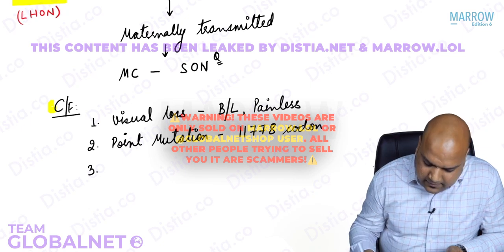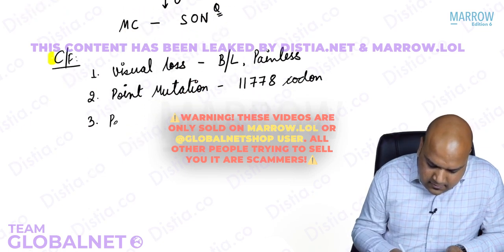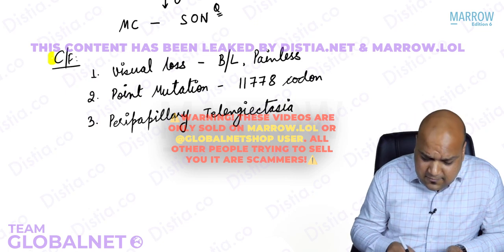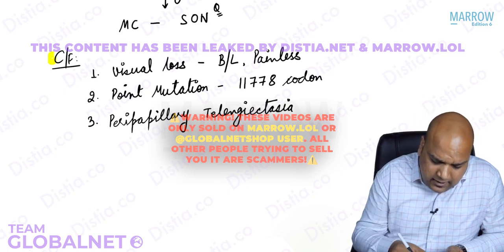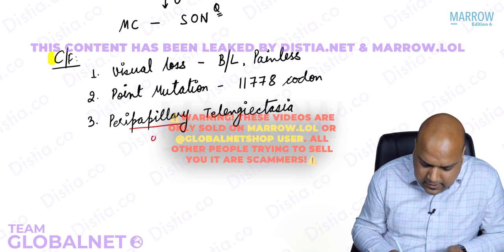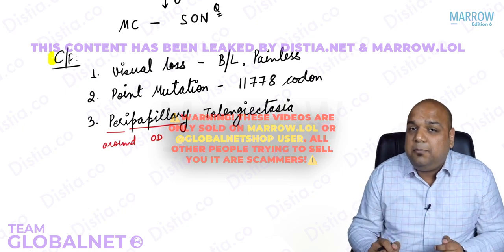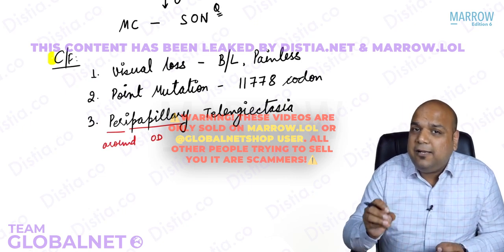Then number three, everybody, when we look at the optic disc, we note some peripapillary telangiectasia. Telangiectatic vessels which are in the peripapillary region. Again and again I have explained, papilla means optic disc, peri means around. So around the optic disc you will see telangiectatic microangiopathy or telangiectatic blood vessels.